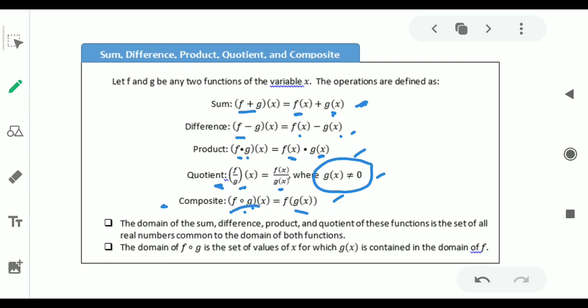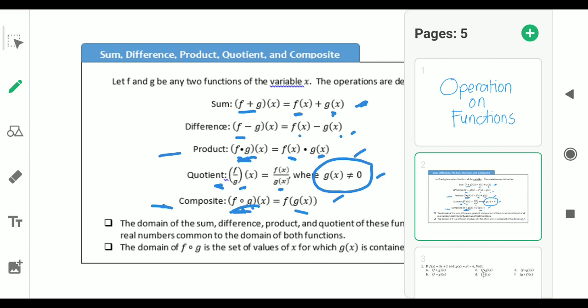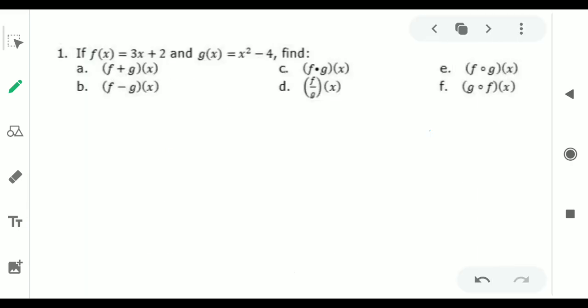Take note that product and composition may seem similar, but they are not. Product or multiplication is denoted by f dot g of x, while composition or composite functions is denoted by this hollow circle. Okay, so to make it clearer, let's have an example.